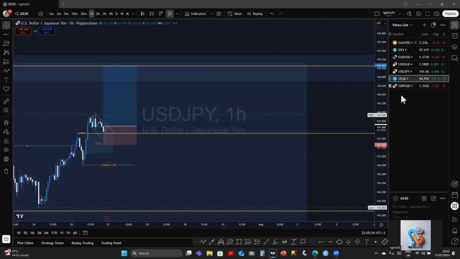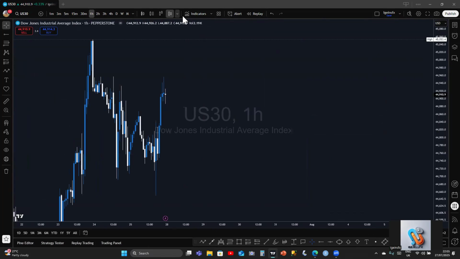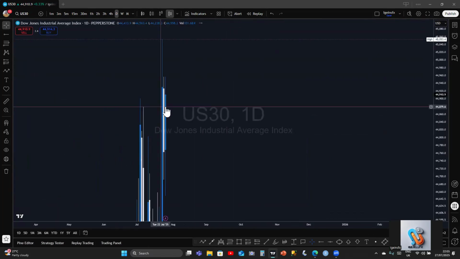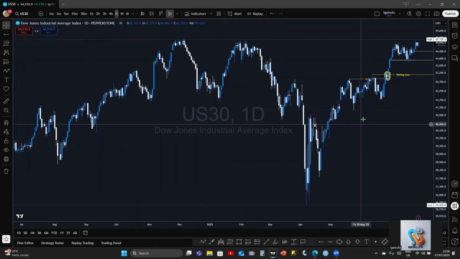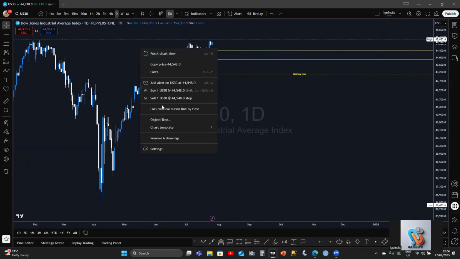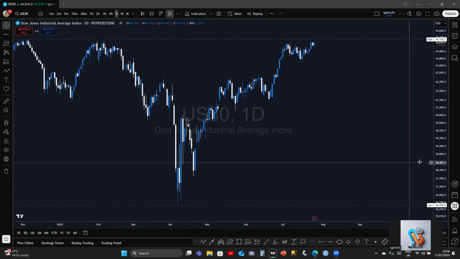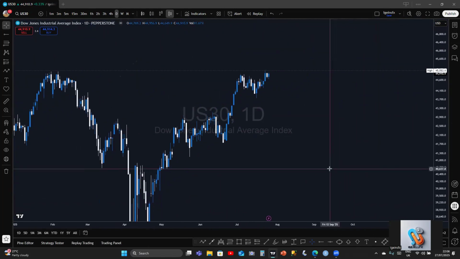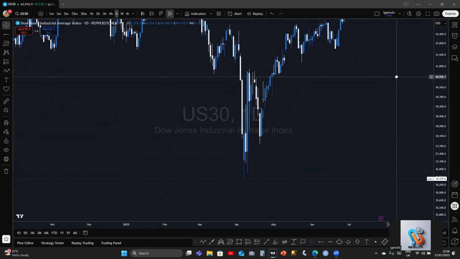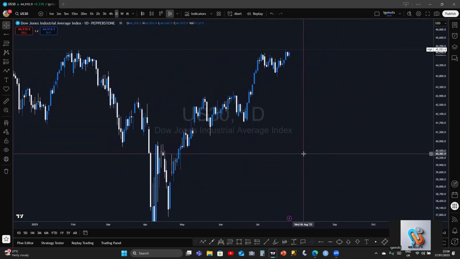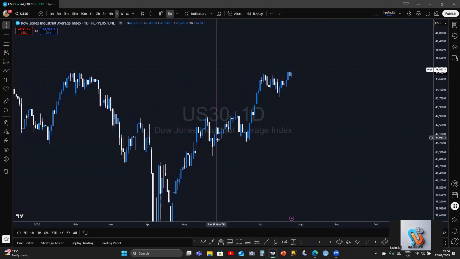Then the next one is US30. Should you trade all? Don't trade everything. One pair is okay, at most two, I tell you, for you to be able to concentrate. Just concentrate on one pair or two, at most two.